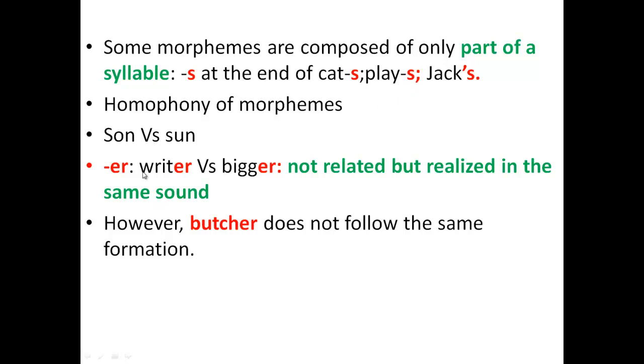Now look, we can say er in writer versus er in bigger. The two ers here are not related but realized in the same sound. So this is a case of homophony. However, what about the er in butcher? The word butcher does not follow the same formation. It's not like writer and bigger. The er is part of the word here.